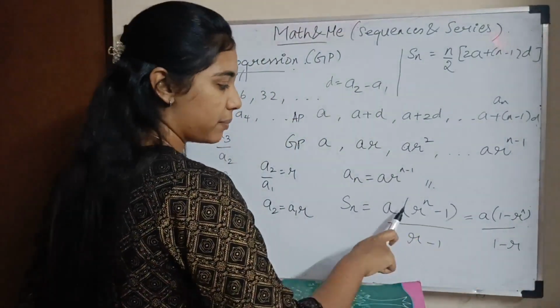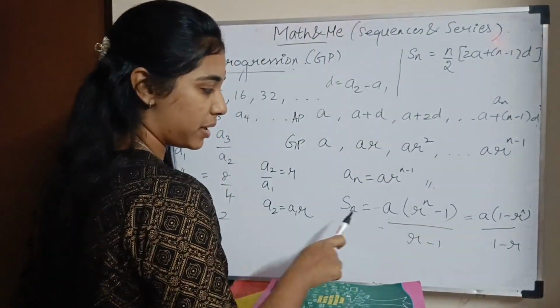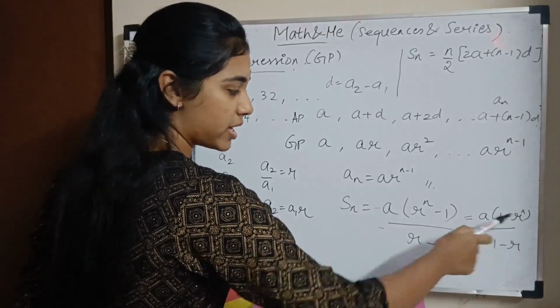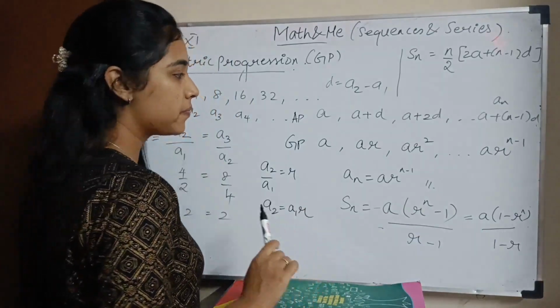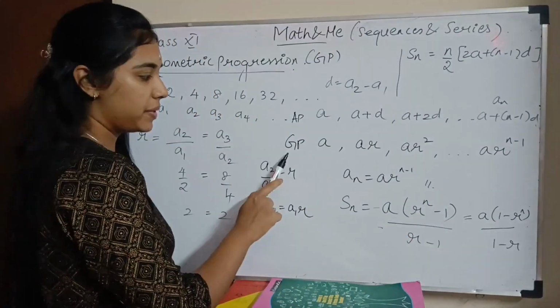Basically, when you multiply minus and minus, the minus goes inside and you get 1 minus r to the n, and you get 1 minus r. So these two are technically equal. Clear? So how do we represent a GP?